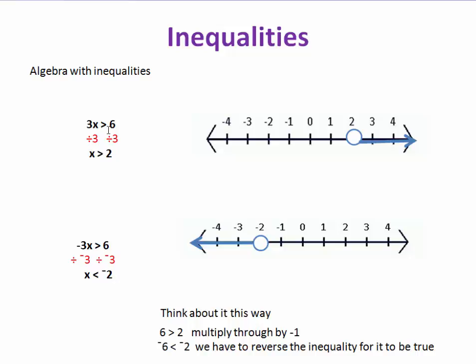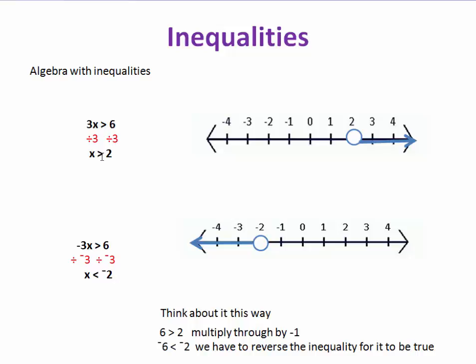Here we're going to solve two separate inequalities and just see the difference between them. So 3x is greater than 6. To get rid of the 3 multiplied by x, we divide by 3. So we have to do the same to the other side of the inequality. So this leaves us with 3x divided by 3 is x. 6 divided by 3 is 2.